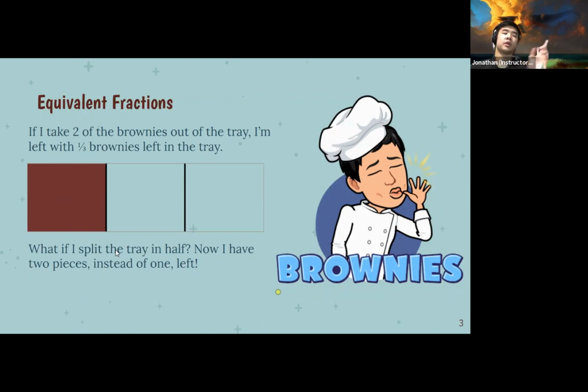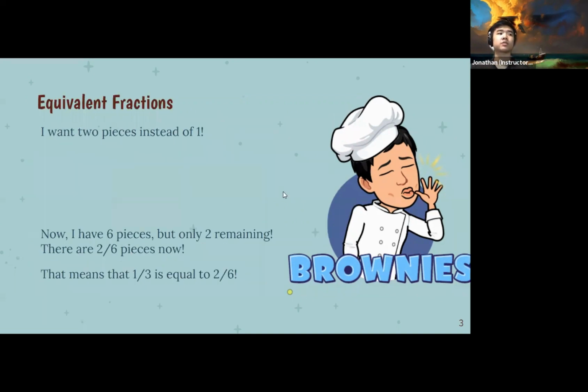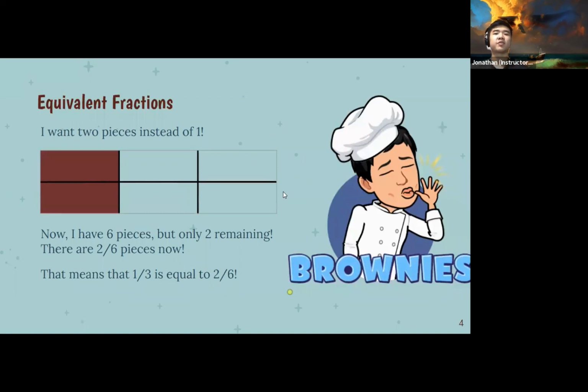So here's something else. What if I split the tray in half, like longwise, like this? Hold on. Wait for it to load. Yeah, there you go. Now count the pieces. I have 1, 2, 3, 4, 5, 6 pieces of brownies, right? And I have 2 pieces of the old brownie, which used to be 1 piece. So I have 2 out of 6 total pieces.